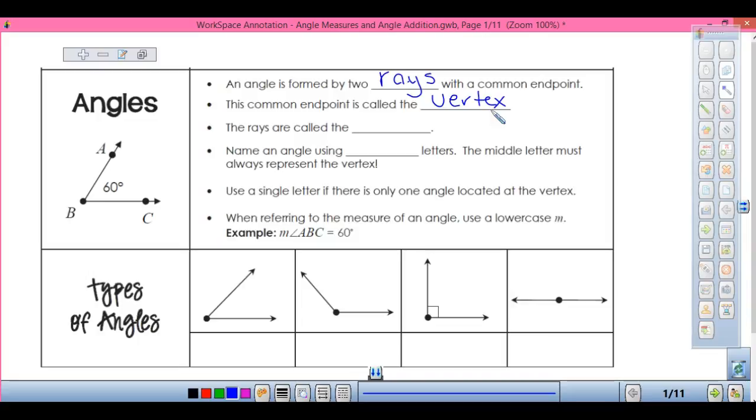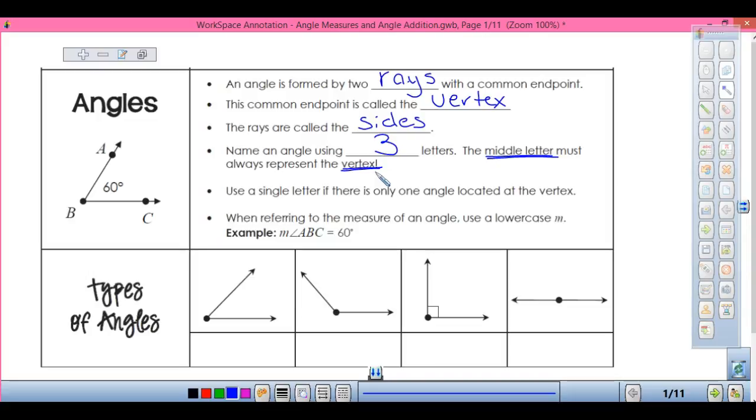Okay. What do you suppose these rays are called in my angle? The sides. I know. Kind of an obvious one. Some of you are thinking too hard. Okay. We're going to name angles with 3 letters. Okay. The middle letter has to be the vertex.